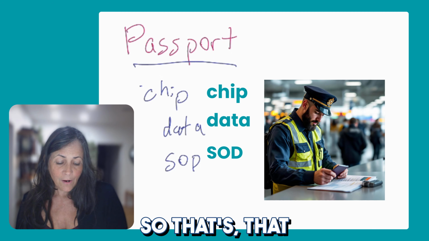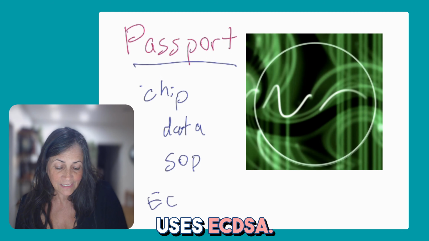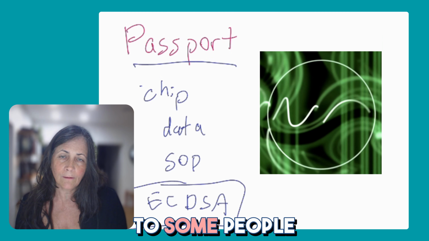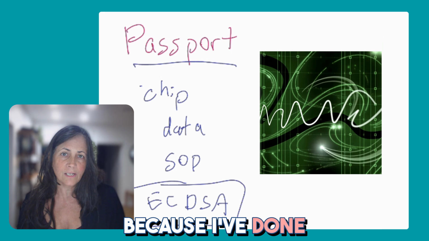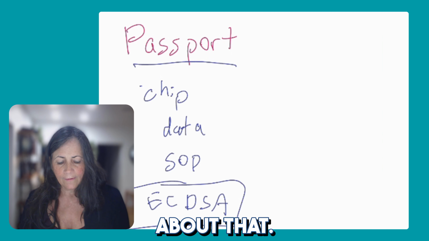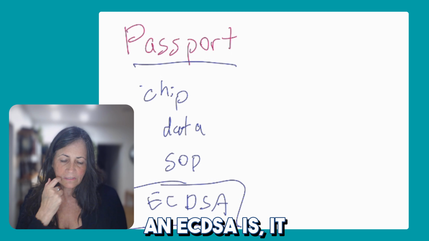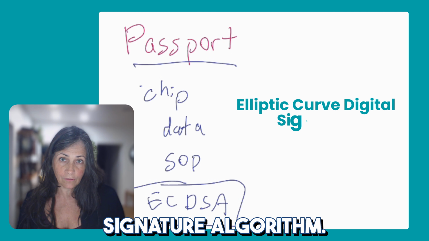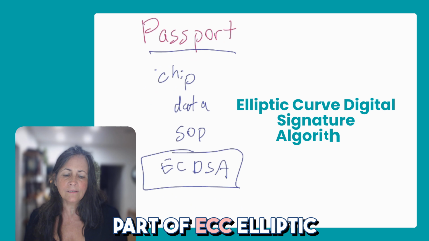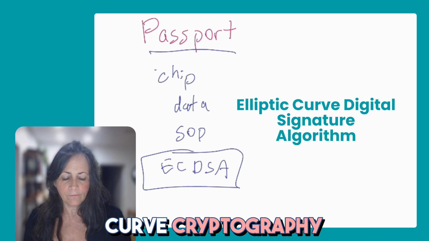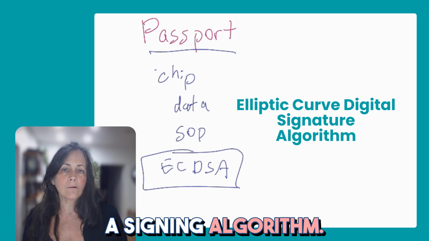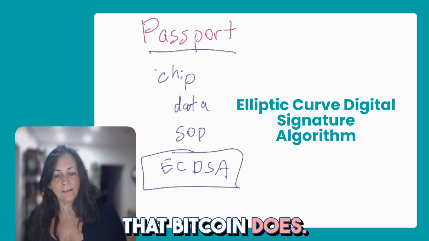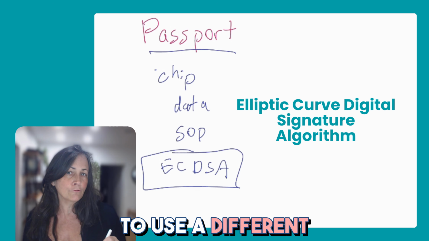So that uses ECDSA. That might sound familiar to some people who've been watching my channel, because I've done a couple videos where I talk about that. ECDSA stands for Elliptic Curve Digital Signature Algorithm. It's part of ECC, elliptic curve cryptography, and it's a signing algorithm. And so the government uses the same thing that Bitcoin does. Now, they happen to use a different curve type.